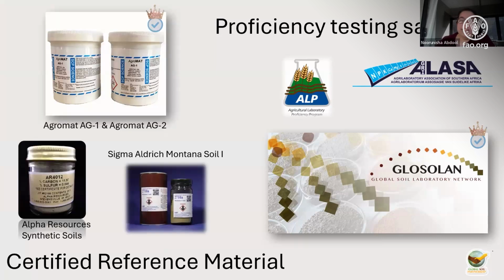And when it comes to reference materials, these do not come cheap, but they are a necessary requirement in your laboratories. You can use the agromats. You get an agromat 1, 2, and you get a CP1 as well. So that's a compost sample. These are nice because they have different soil types. So you'll have a sandy soil, a compost soil, a clay soil. You can also get synthetic soils with different analyte contents from Alpha Resources. And before you used to be able to get a Sigma Aldrich Montana soil, I'm not entirely sure if those are still available, but we can look up them if you need them.